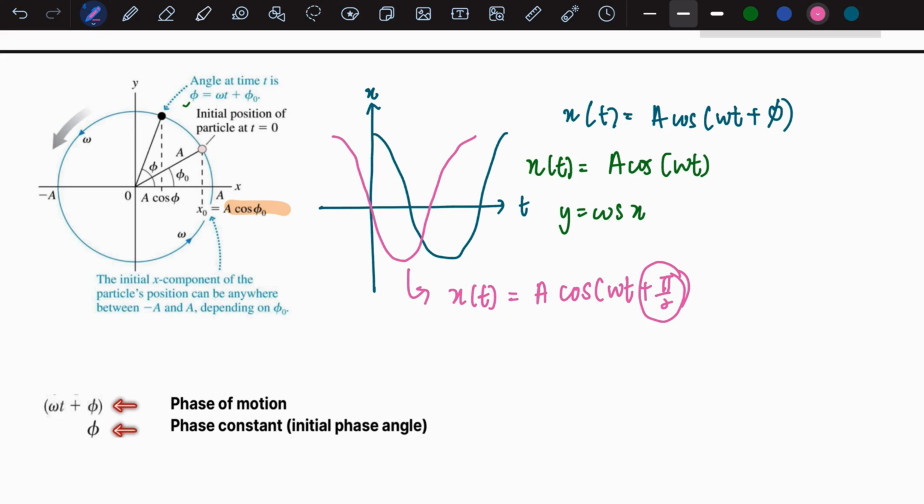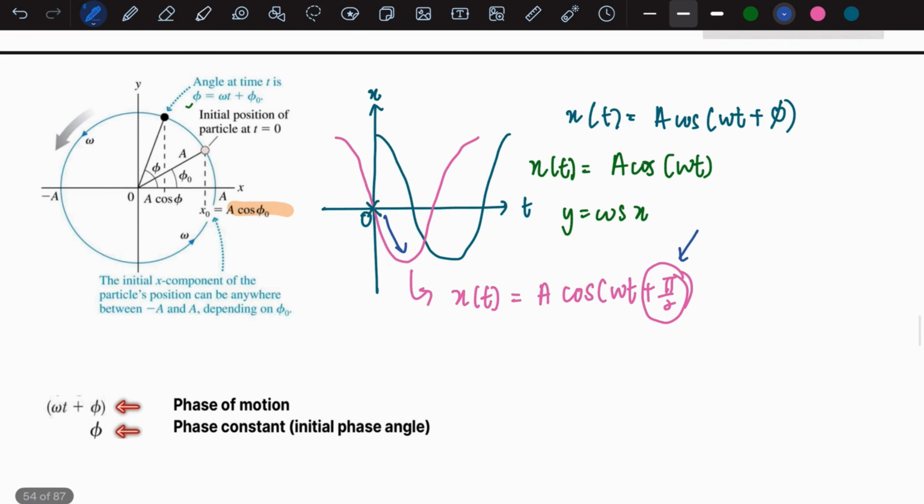Now that I've shifted my graph to the left by pi over 2, my particle is going to start at this point, which is 0, 0, with a displacement of 0. After it starts at 0, it's eventually going to move down. So this is what we call the initial phase angle, because this is now where I start.